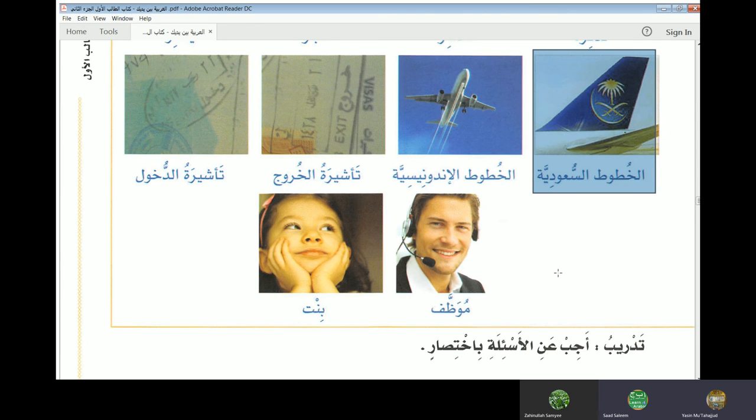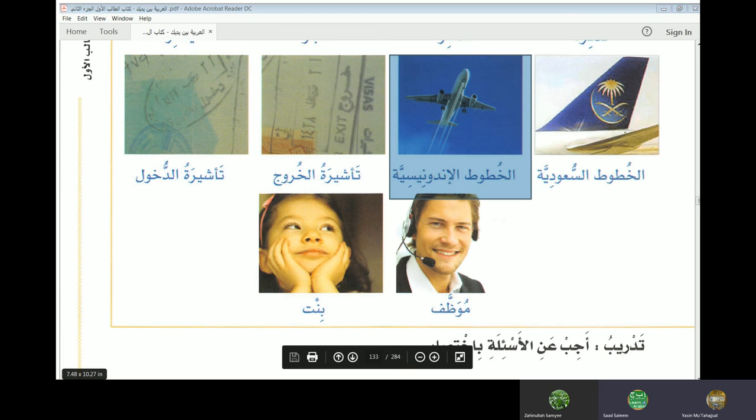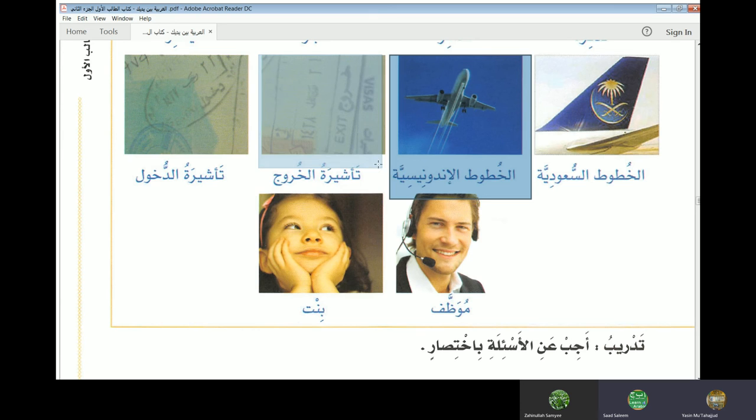And that's Saudi Airlines. Indonesia, that's an Indonesia airline.